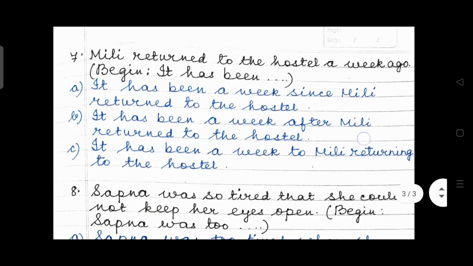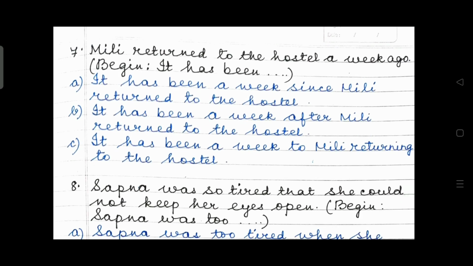Now, question 7. Millie returned to the hostel a week ago. It has been. Begin. Option A: It has been a week since Millie returned to the hostel. Option B: It has been a week after Millie returned to the hostel. Option C: It has been a week to Millie returning to the hostel. This is also incorrect. The right answer is option A.